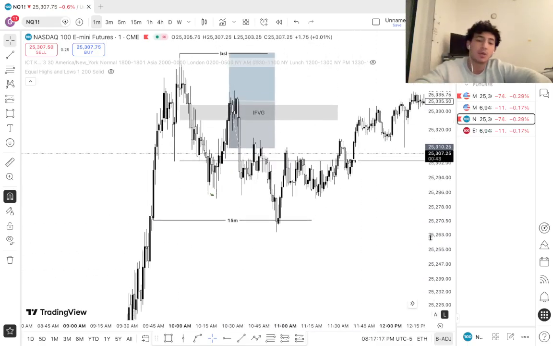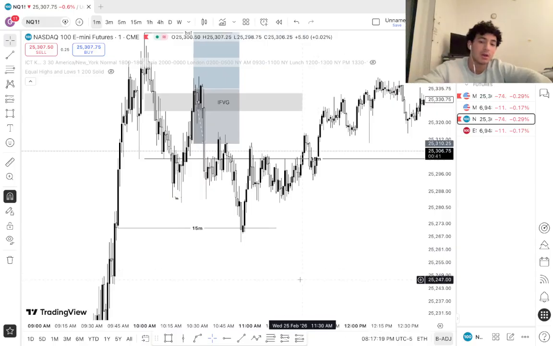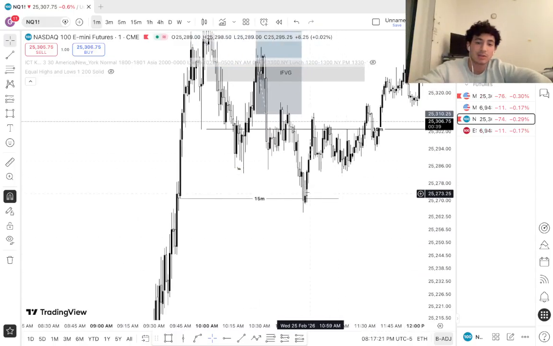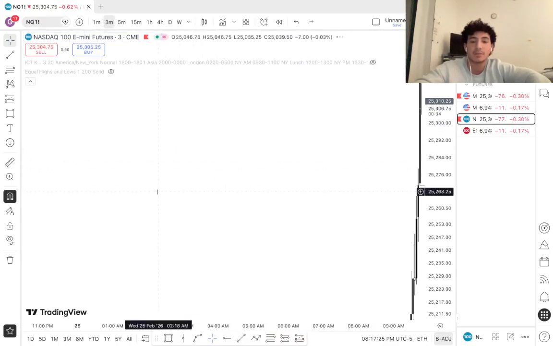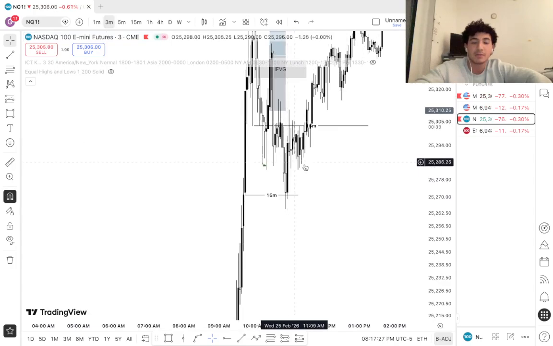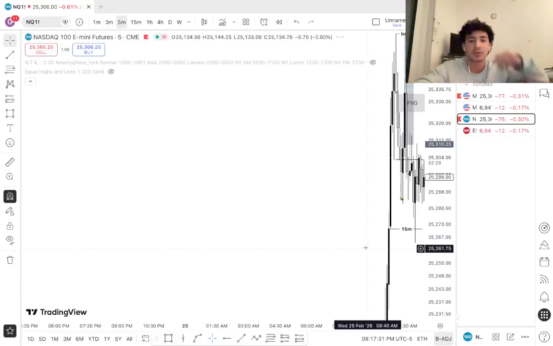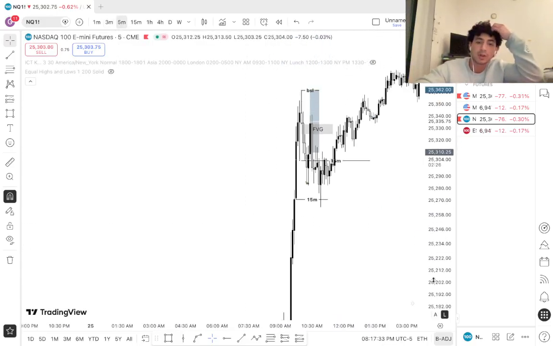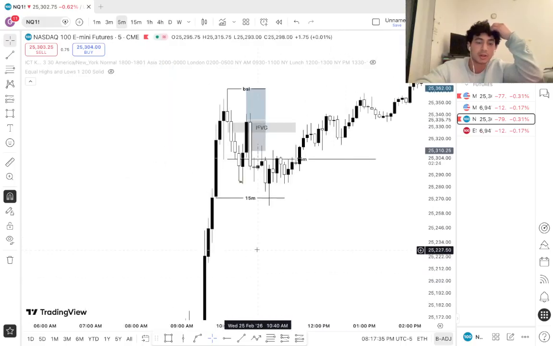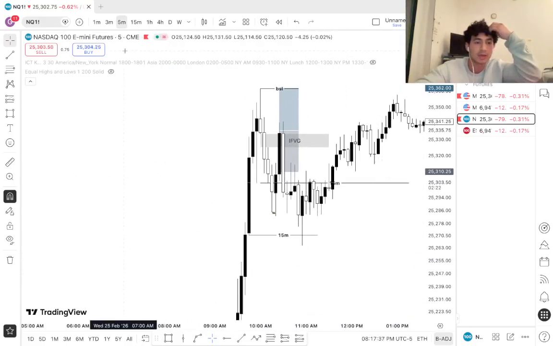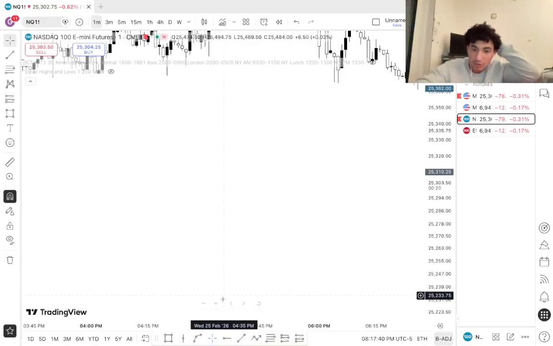So maybe this day would have been a no trade day, or maybe taking this 3 minute inverse that we had right here and just letting it go. So that's something I learned today. But still, I feel pretty happy with my execution. I feel pretty happy with everything I did today and how I took this loss.